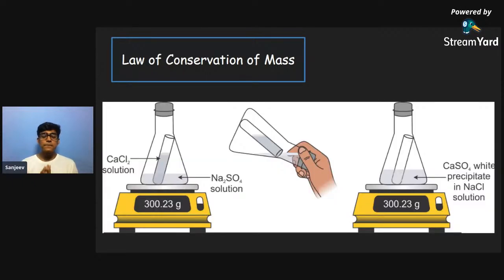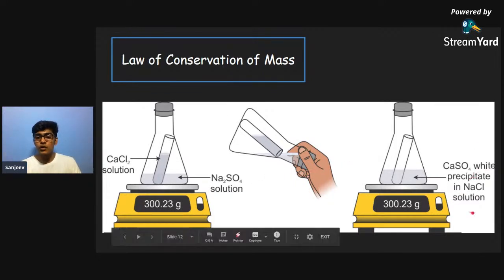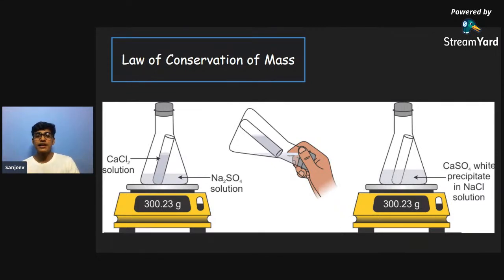Yeah, in this picture, as we can see that NaCl2 and Na2SO4 are the reactants. But what are the products? After reaction, whatever we get is the product. So calcium sulfide and sodium chloride, these are the products. Reactants are before the chemical reaction and the product is what we obtain after the chemical reaction.